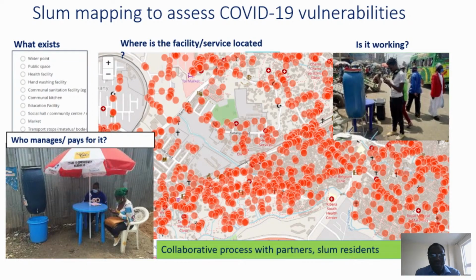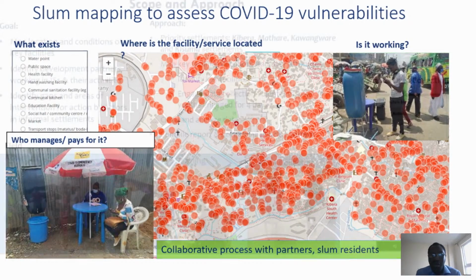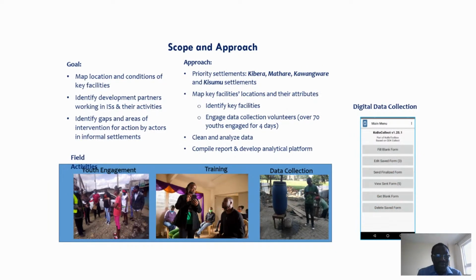And the next slide will give you the scope of the work that these youth have been doing in terms of data collection. It's about mapping the location and condition of key facilities. It's about identifying development partners working in slums and their activities, which makes coordination easier. It was about identifying gaps, areas of intervention by actor and informal settlement. And the approach consists of looking into different informal settlements, Kibera, Mathare, Kangemi, and Kisumu as well. I already talked about engaging data collection volunteers.